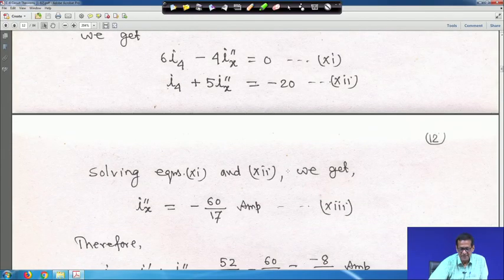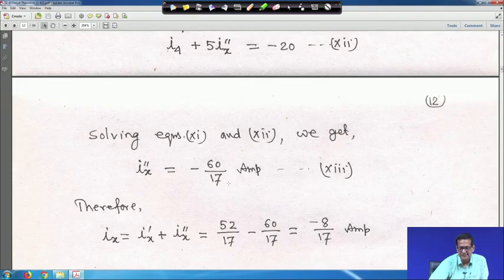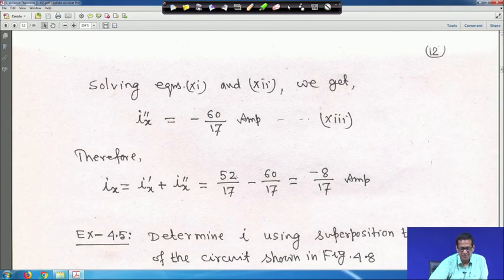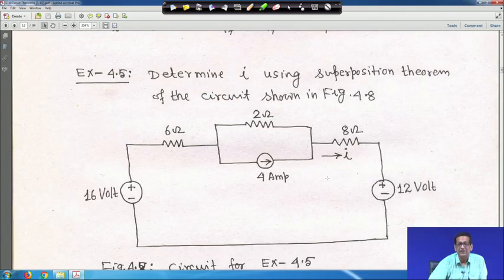Solve this, you will get I x double dash is equal to minus 16 upon 17 ampere. Therefore, I x is equal to I x dash plus I x double dash is equal to minus 8 upon 17 ampere. If you solve this circuit as a whole, you will get the same answer, minus 8 upon 17 ampere. Now, let us see one more simple example.